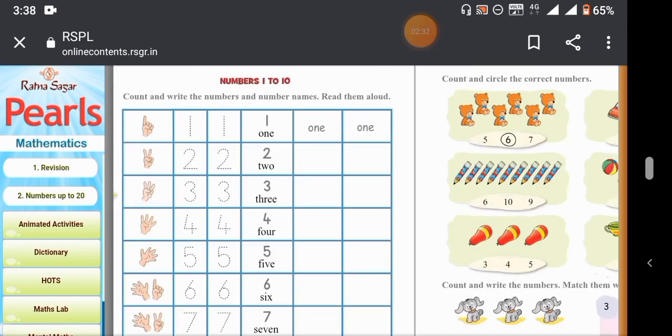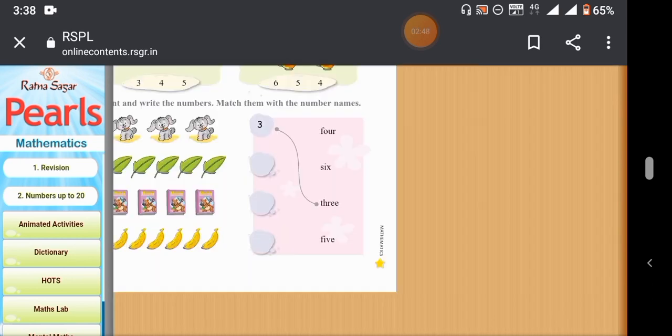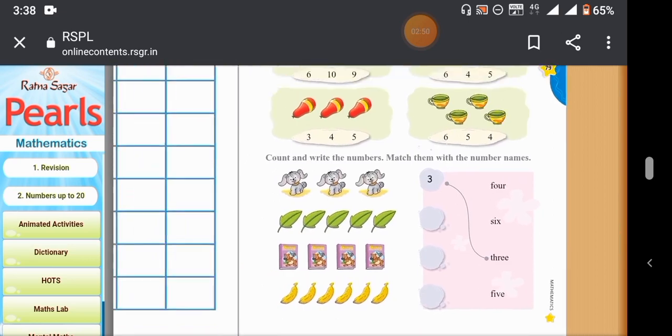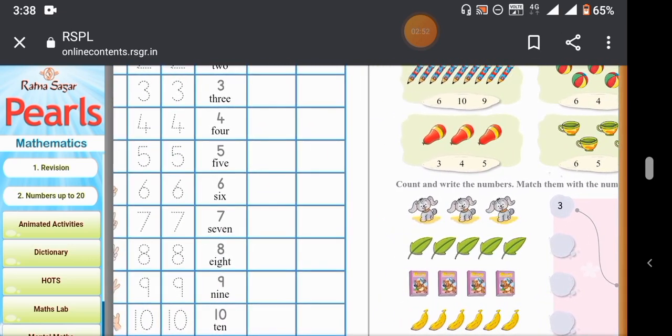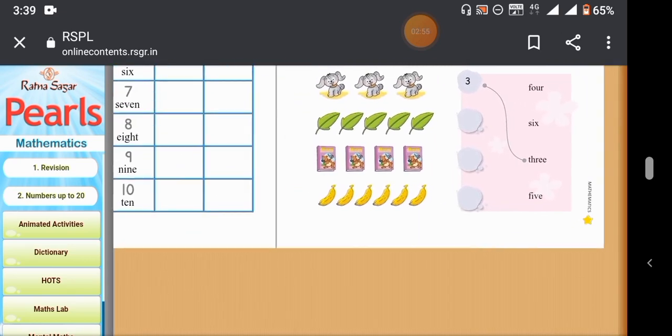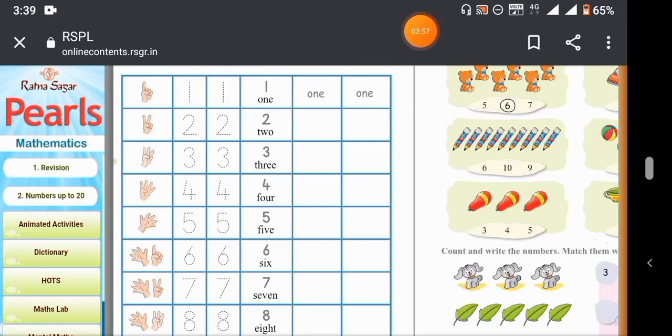So next part is numbers 1 to 10. Count and write the numbers and number names. Read them aloud. So children, you should trace these numbers 1, 2, 3, 4, 5, 6, 7, 8, 9 and 10. After tracing the numbers, you should write their number names in these empty boxes.